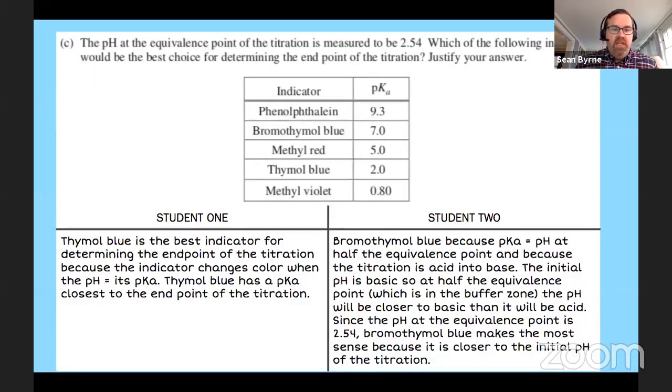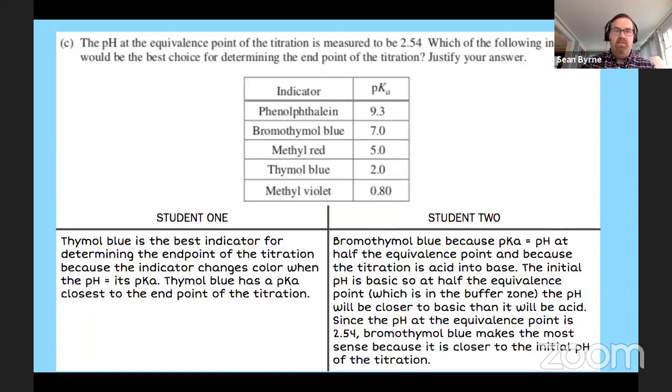What I've done here for part C is I've given you two different student responses. These are actual students who wrote these words out in order to justify their answer. I'm going to give you a second to read what student 1 said. They believe thymol blue is the best indicator. And student 2 believes that bromothymol blue is the best answer. So read through their justifications and also compare their solution to your solution.